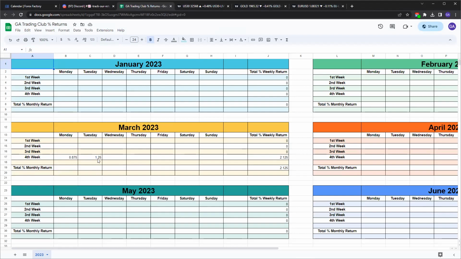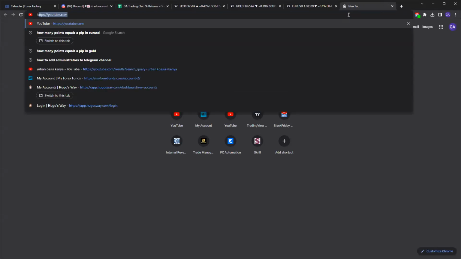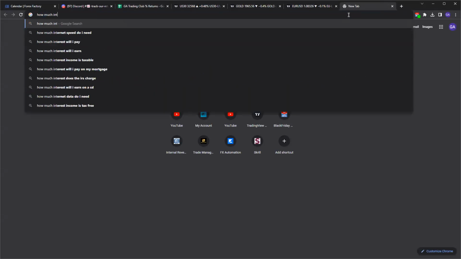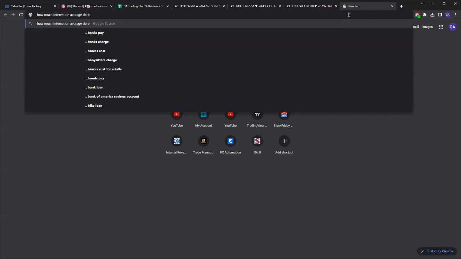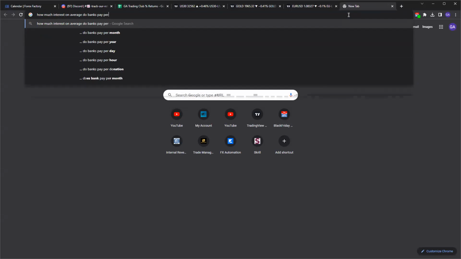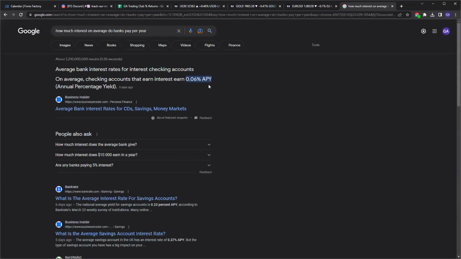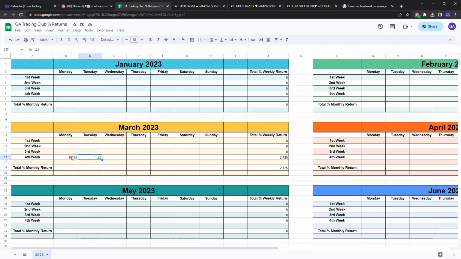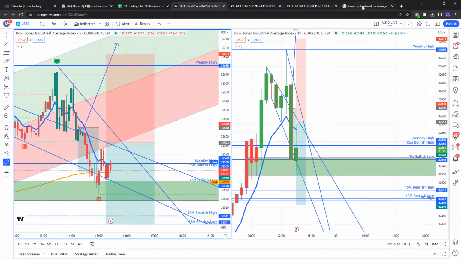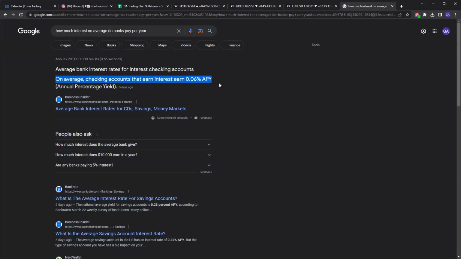Banks give you like what? Here we made 1.25% for the day, right? In 1 day. Let me see how much interest on reduced pay per year. Look at that. Per year, if you take your money to a bank, look at the return you'll get per year. Look at just in 1 day, we didn't over leverage. We followed our strategies to the T. We made more than you could have made by taking your money to the bank.